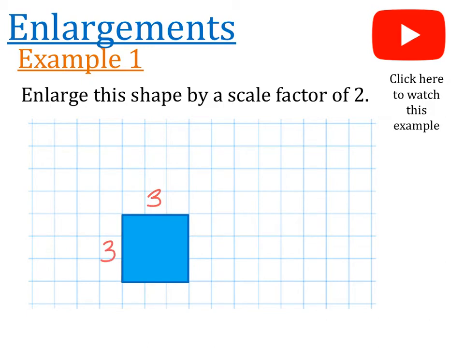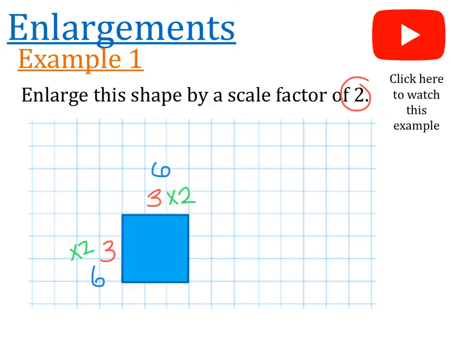Question says, enlarge this shape by a scale factor of 2, which means we're going to make both sides bigger by 2. So 3 times by 2, the top side is going to be 6, and 3 times by 2, the other side is also going to be 6. So this side is going to be 6 squares, and this side here is going to be 6 squares. So I'm going to draw a new square where both sides are 6.